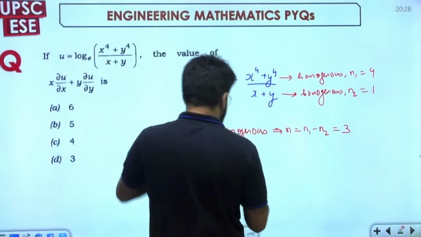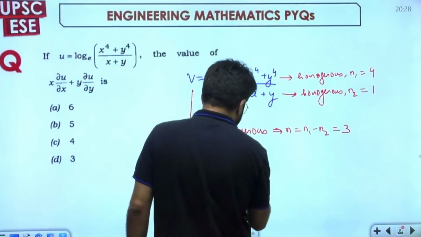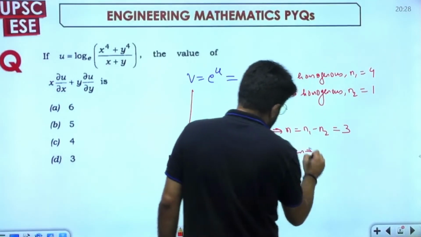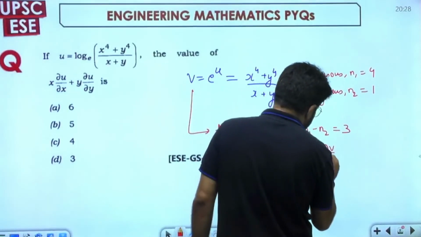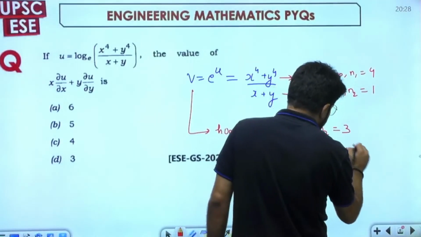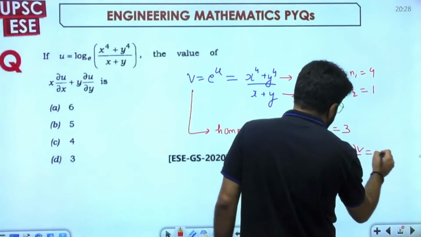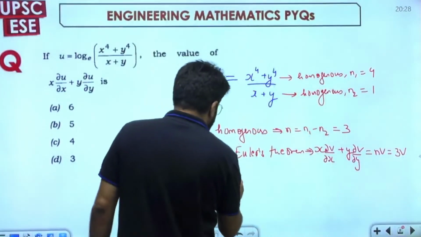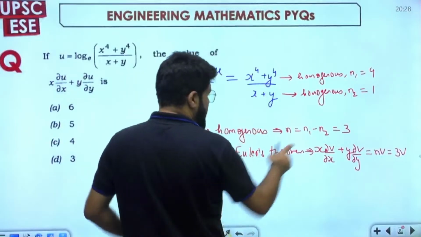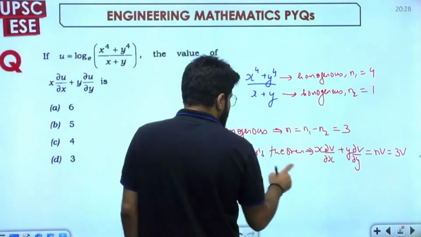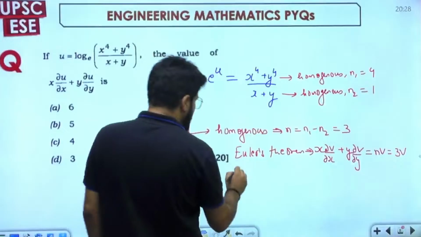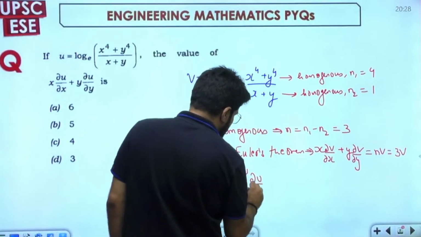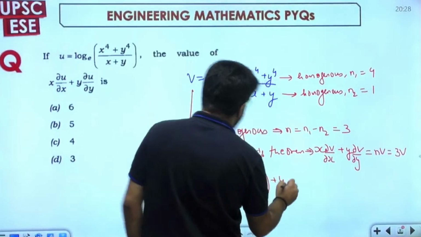And if V is a homogeneous function, as per Euler's first result, x del V by del x plus y del V by del y equal to n into V. n means 3, so this is 3V. But I want the result on del u by del x. So no problem. We will substitute V now. That is del by del x of e power u. So what is the e power u derivative? It is e power u, into del u by del x, chain rule, plus y del V by del x.